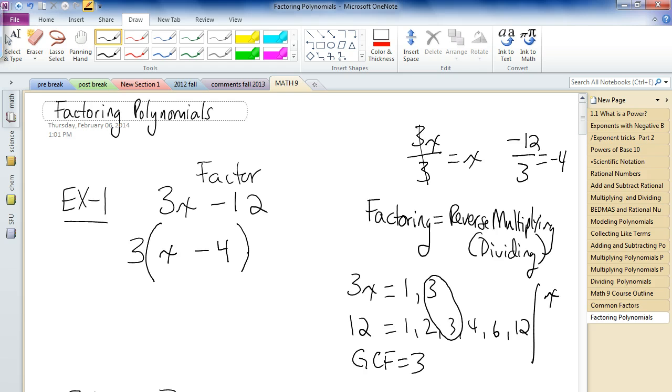Now, some of you might be feeling kind of queasy about this, but a quick way to check if our answer is right is to do the opposite, which is multiplying. Let's check to see if we're right. So we think this is our answer. Let's multiply this out. 3 times x is 3x. There it is. 3 times negative 4 is negative 12. There it is. So if we multiply our answer and it gives us the original question again, we know we're right. It's a quick way to check. You don't need the answer key or the back of the book to know if you're right or not. Okay? So factoring is basically dividing the terms by the greatest common factor.